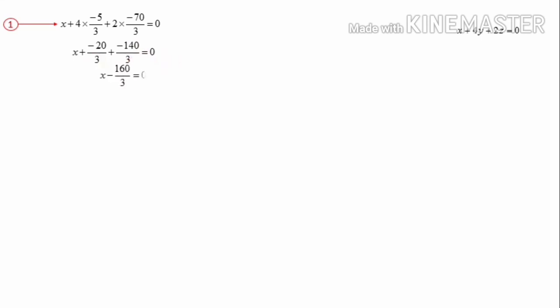Let's take 3 as the common LCM. So x, taking the common LCM, minus 20 minus 140, that is minus 160 by 3, equal to 0. X is equal to this minus 160 by 3 coming to the right side as plus 160 by 3. Now we have got all the values. The x value is 160 by 3, the y value we have got is minus 5 by 3, and the z value is minus 70 by 3.